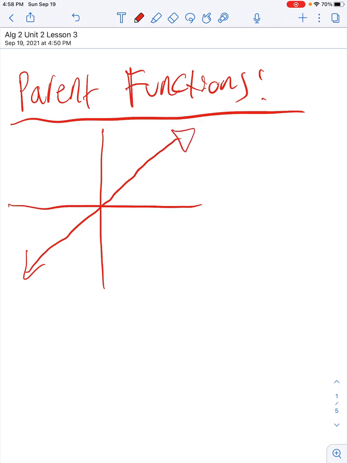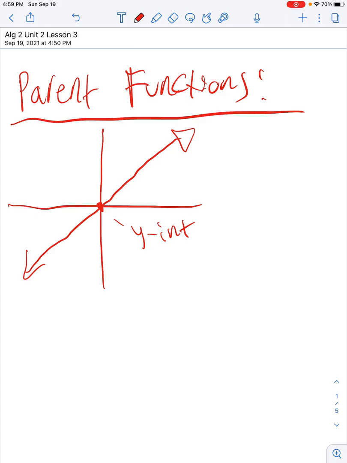So this will be a positive linear function. And we would say that our y-intercept here is 0. The y-intercept is where your line crosses the y-axis. So this is, again, the parent function of a positive linear function.